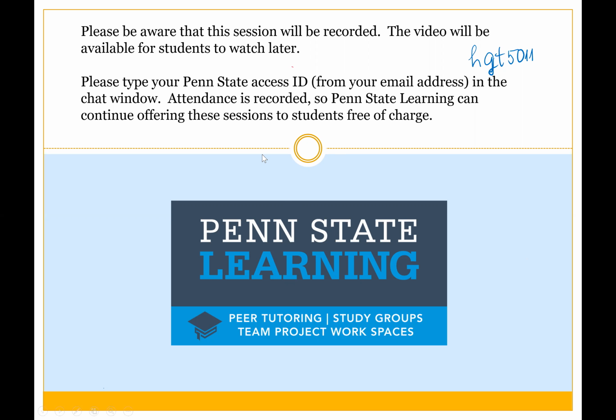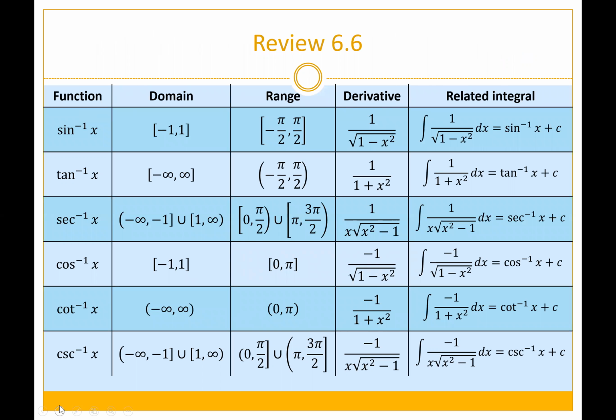So let's get started. We have 3 sessions today. So first one is 6.6. So 6.6 is where we start working on inverse trig functions. And I have a very brief table summarizing them. These are the things you should pay attention to for inverse, because for a function to have an inverse exist, it needs to be one-to-one, and these are the domain and range that will ensure that it's a one-to-one function.